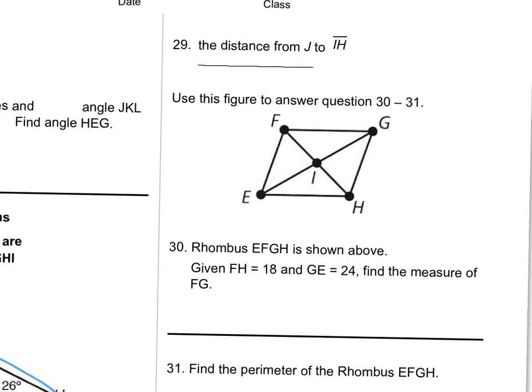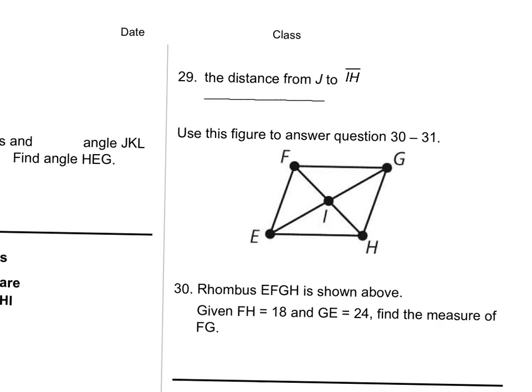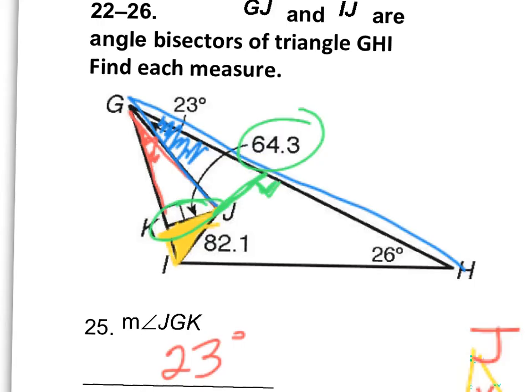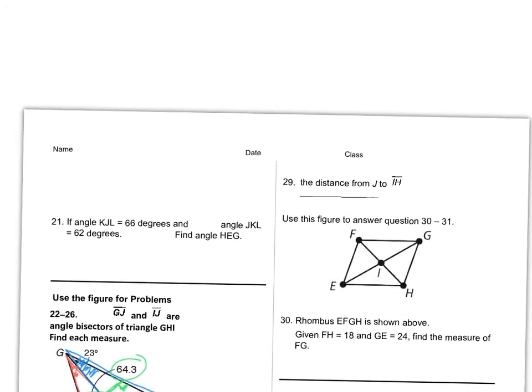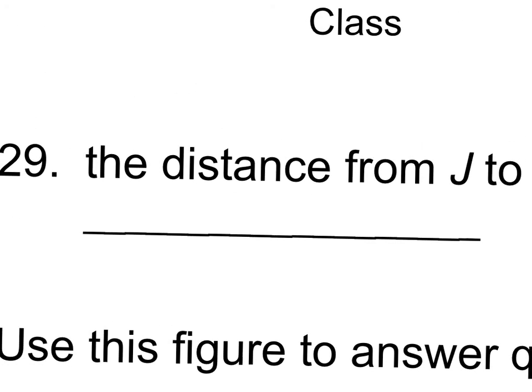On number 29, they're asking us for the distance from J to IH now. Same type of problem. From J to IH will be the same thing here. It'll look more like a perpendicular. And same thing's happening there. Same measurement, 64.3 also. So those were all angle bisectors. That point in the middle, J, was our in-center. And the in-center is the same distance to all the sides. So our answer was 64.3.